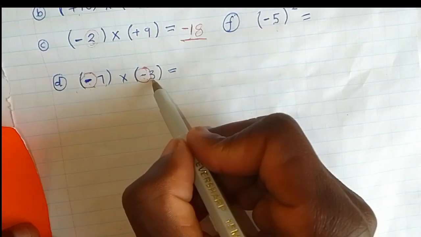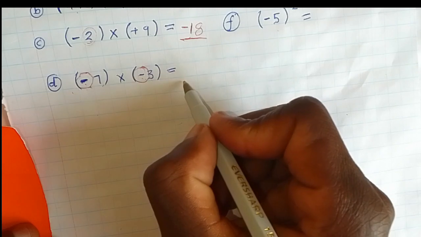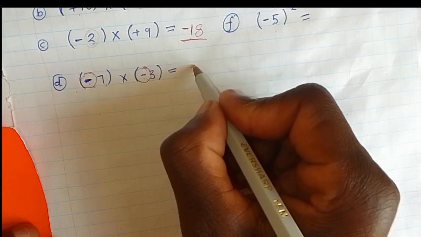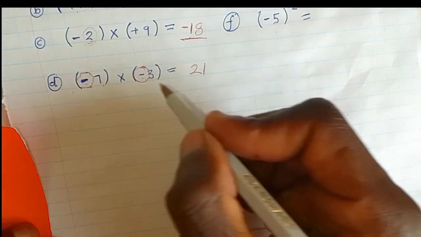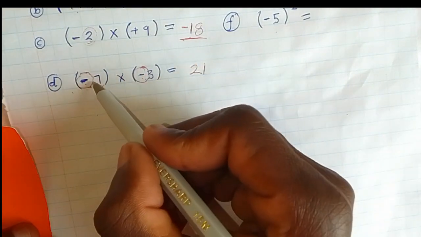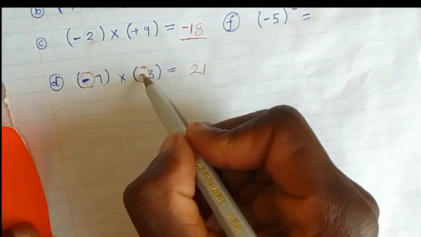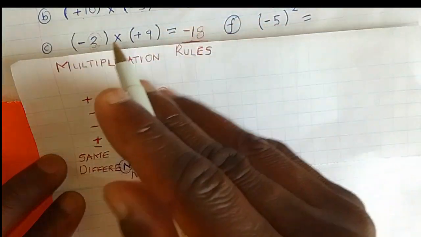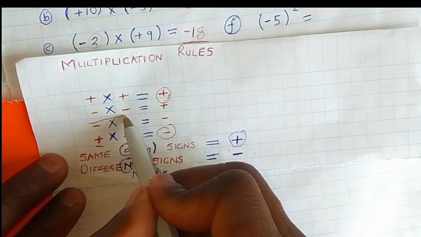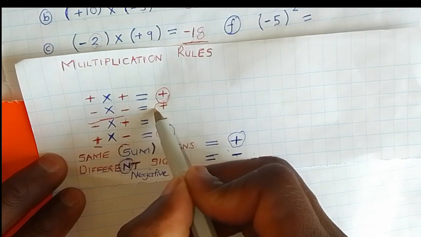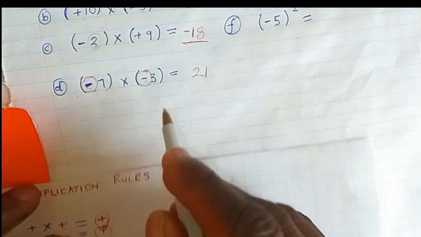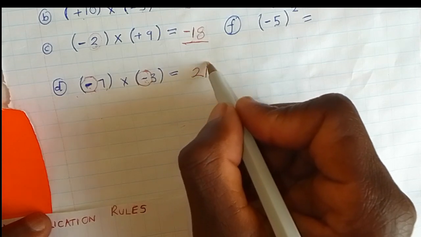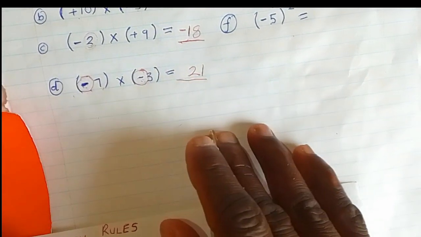7 multiplied by 3, we get what? 21. I'm sure you can tell. You can find out that answer easily. 21. Now, considering the sign, negative multiplied by a negative, let's look at it here on our list of rules. A negative multiplied by a negative, the result is positive. So our final answer is 21, positive 21, or you can simply leave it as 21.